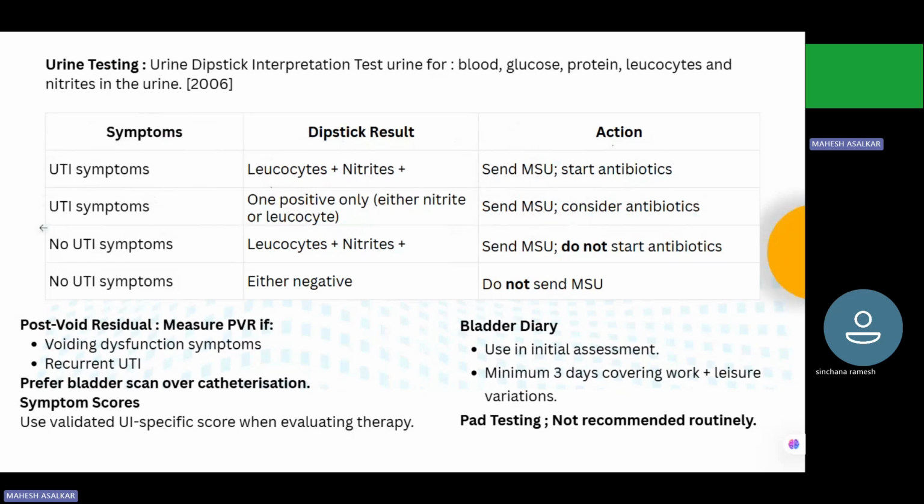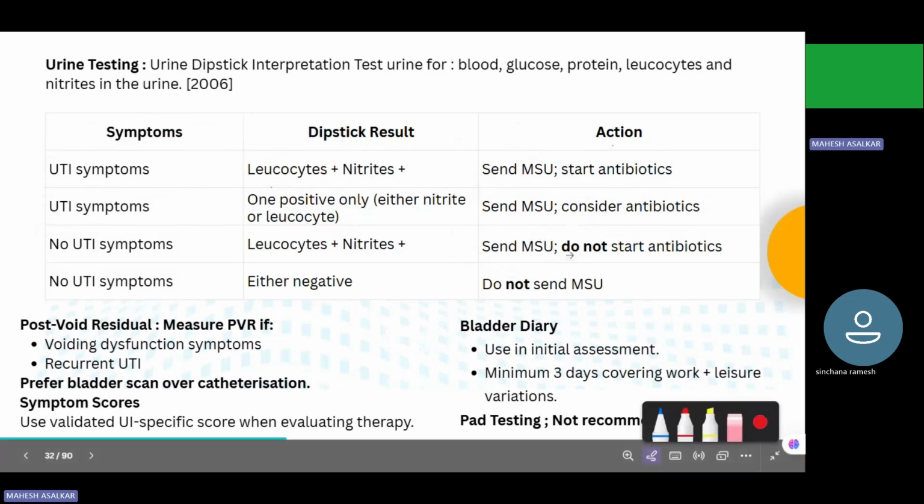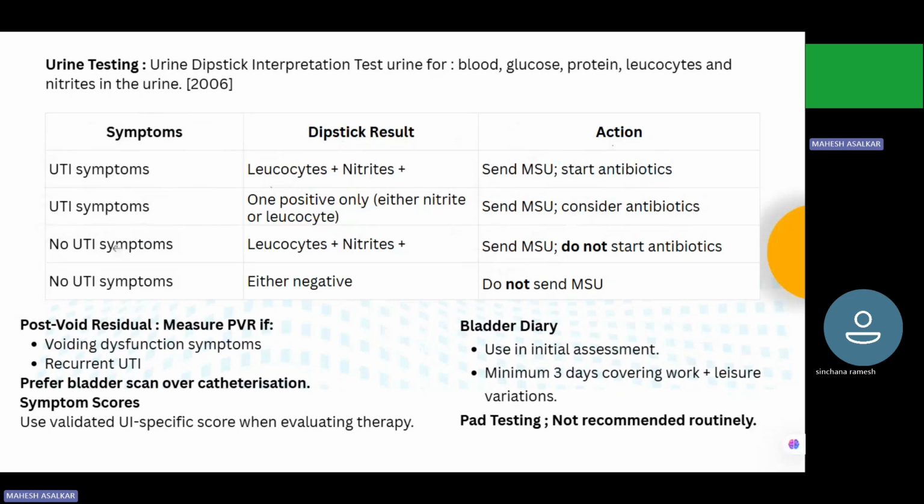Okay, if there are no symptoms, the patient is asymptomatic but the test is positive for both, then you will send the midstream urine culture, but you will not start the antibiotic because the patient is asymptomatic. You will wait for the report and then you will start the antibiotics. Okay, then if the patient does not have symptoms and the test is also negative, you don't have to even send the MSU. Obviously there is no need for treatment.